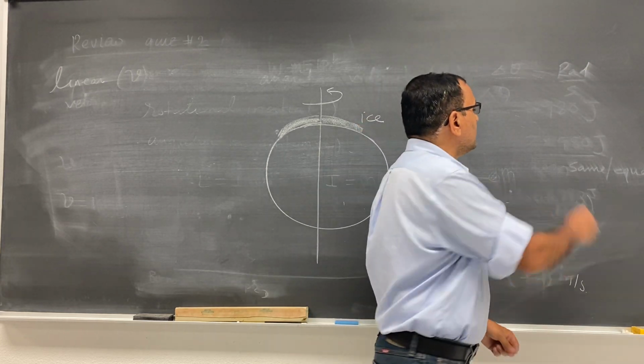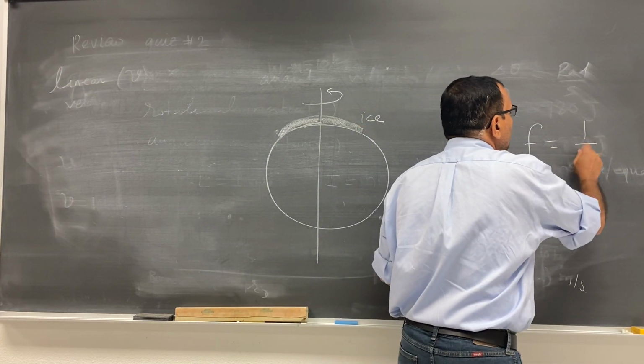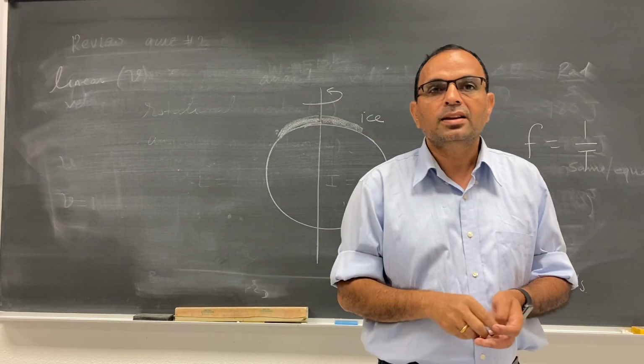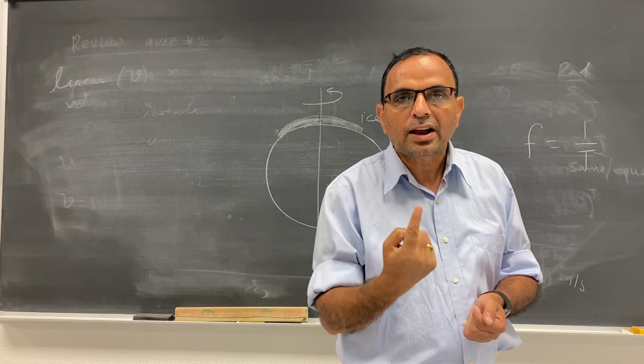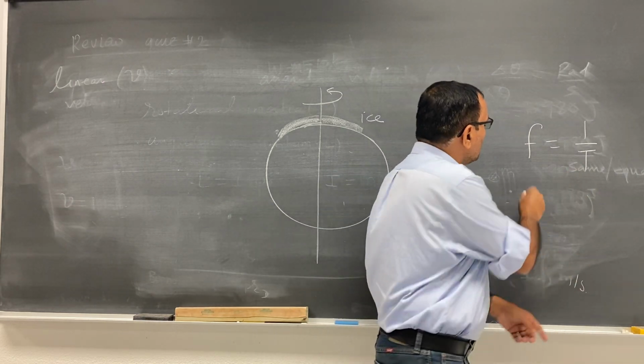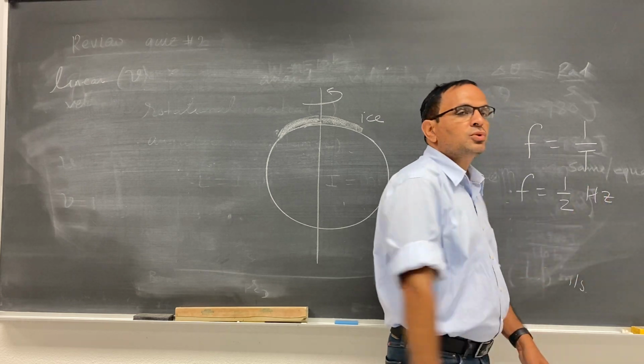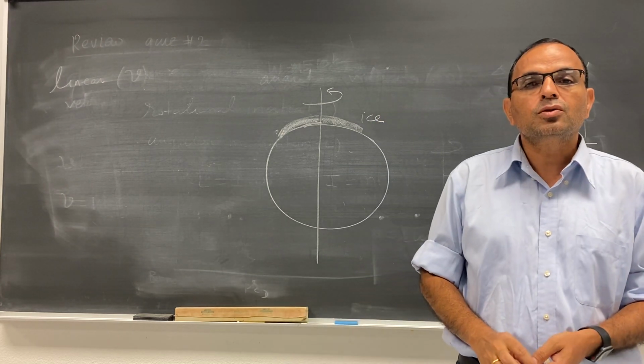So what is the frequency then? Then frequency is 1 over time period. That means 2 revolutions in 4 seconds, that means 1 revolution in 2 seconds. So time period is 2. So your frequency is 1 over 2 hertz. This is how you have to calculate the frequency of the circular motion.